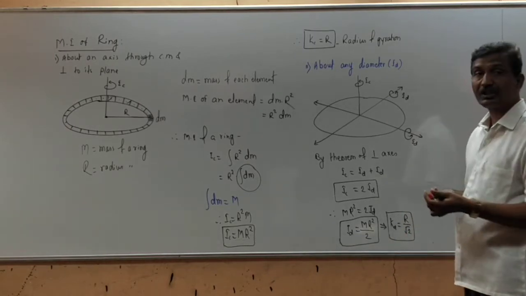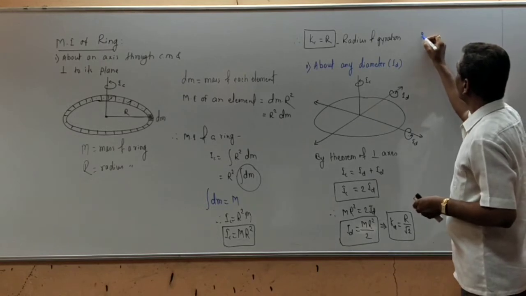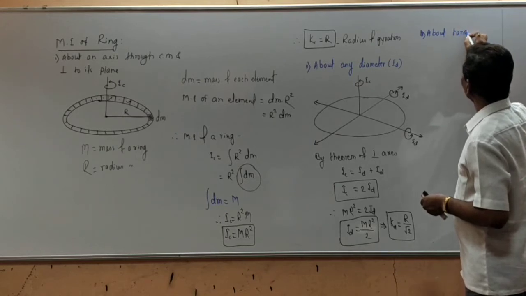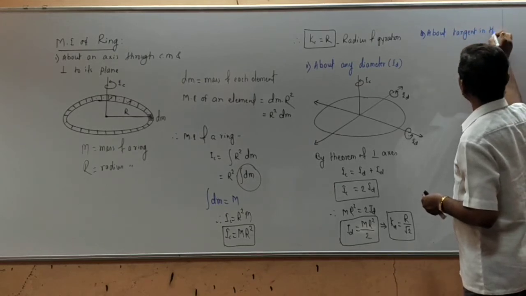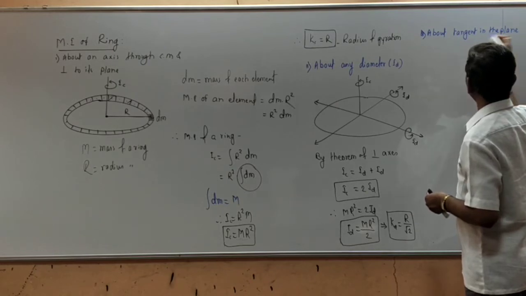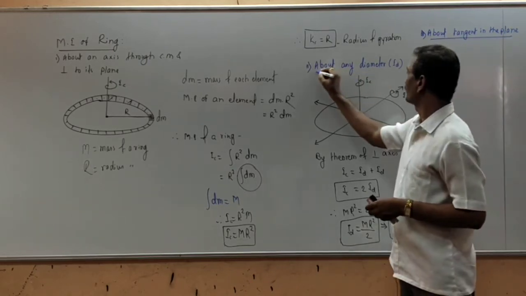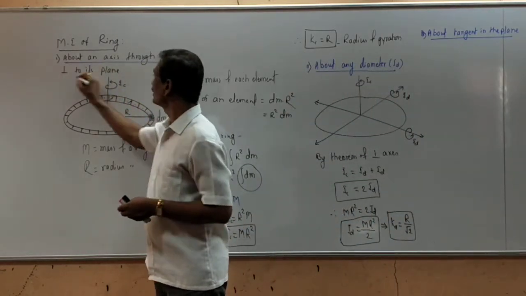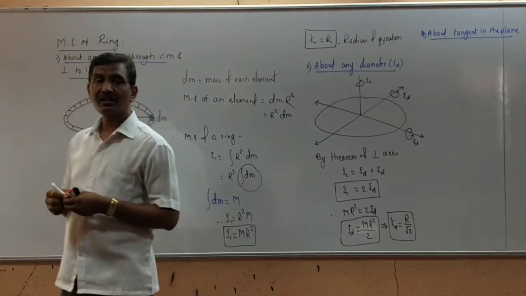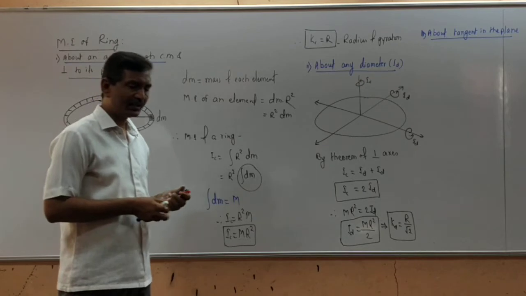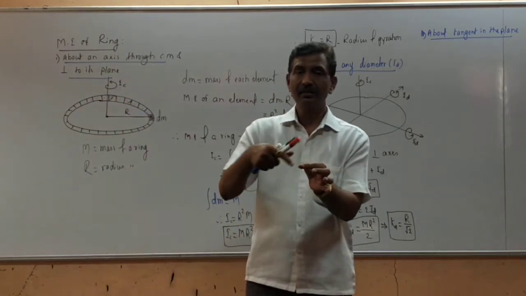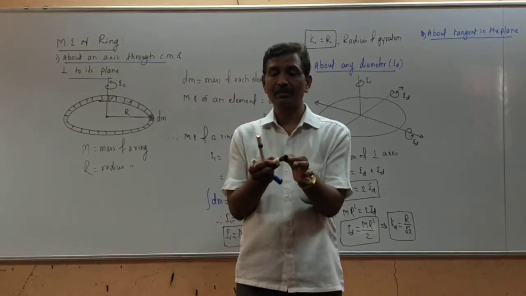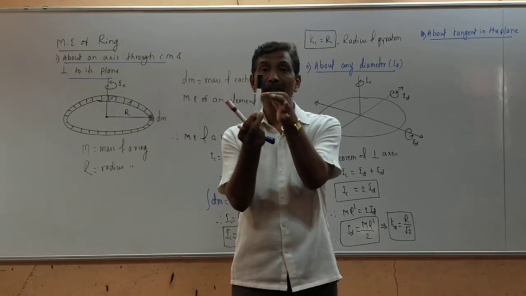Now we consider case number 3. About tangent in the plane. So in case of a ring, there are two tangents: tangent perpendicular to the plane and tangent in the plane. So we consider here the tangent in the plane. So this situation is like this. This one is the ring and the tangent to this ring is like this. So this is the tangent in the plane and this one is the tangent perpendicular to the plane.